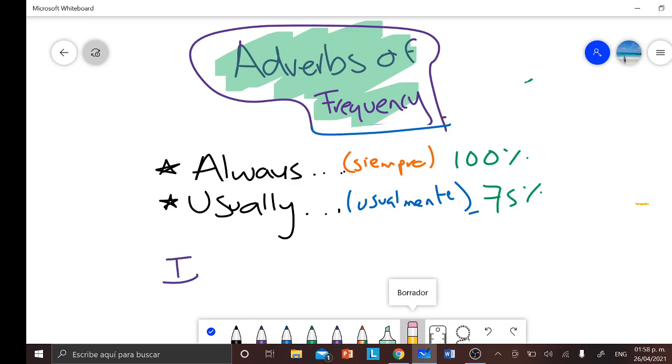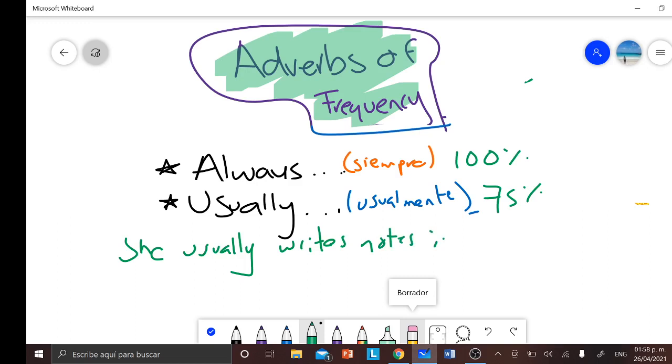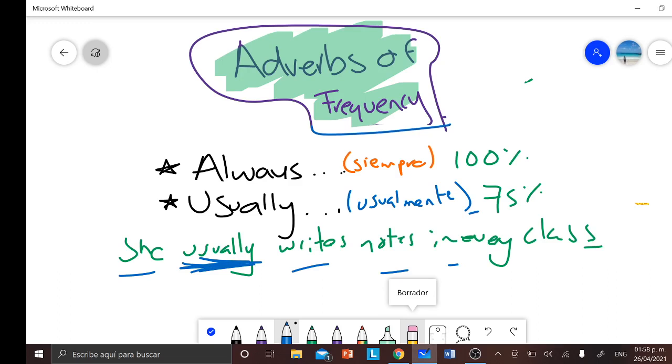And an example, we can just say another subject. Let's just change it. For example, we can just say: she usually writes notes in every class. What are we saying? Ella usualmente escribe notas en cada clase. Estamos describiendo qué tan seguido lo hace y aquí te está diciendo que es usually, which means usualmente. Okay, the structure is exactly the same. La estructura es exactamente igual.